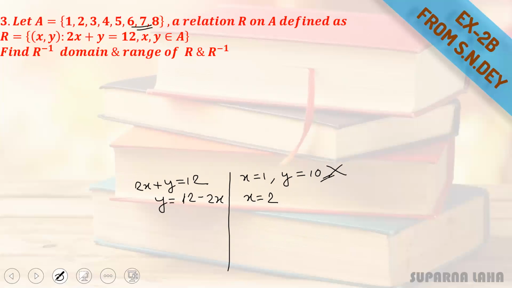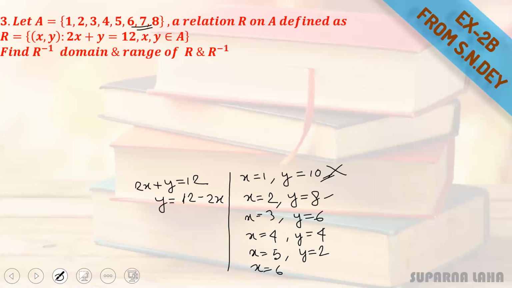Does this 10 belong to the set A? No, so we will not take this one. So x is equal to 2. y is 2 times 2 is 4. So 12 minus 4, that is 8. 8 belongs to the set. x is equal to 3. 3 times 2 is 6, and 12 minus 6 is 6. So the answer is 6. x is equal to 4. 4 times 2 is 8. 12 minus 8 is 4. x is equal to 5. Then 5 times 2 is 10. 12 minus 10 is 2. x is equal to 6. That is y is equal to 0. Now this also does not belong to the set.